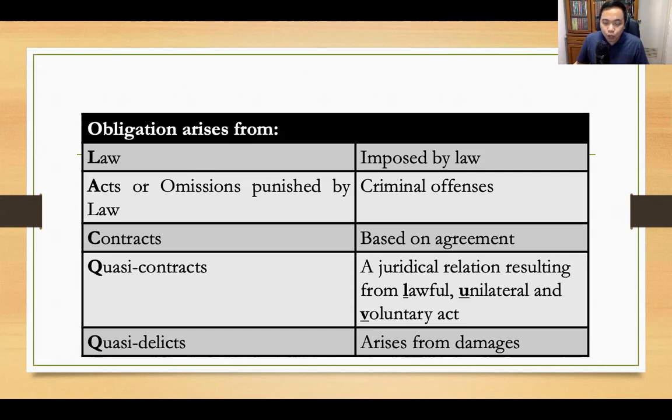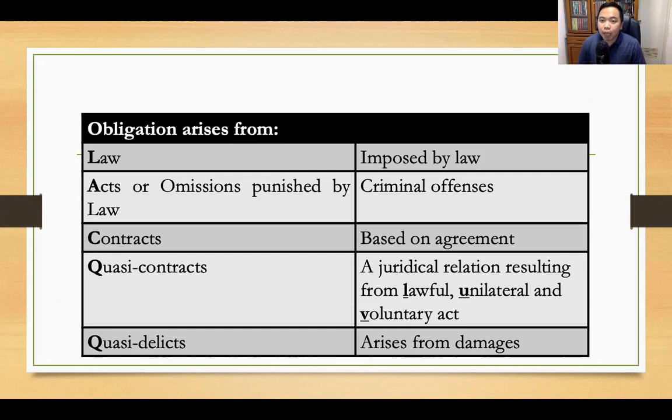A quasi-contract, class, is called a quasi-contract because it is like a contract but without an agreement. There is no agreement, no prior understanding. For example, there are two kinds of quasi-contracts, class: negotiorum gestio and solutio indebiti.